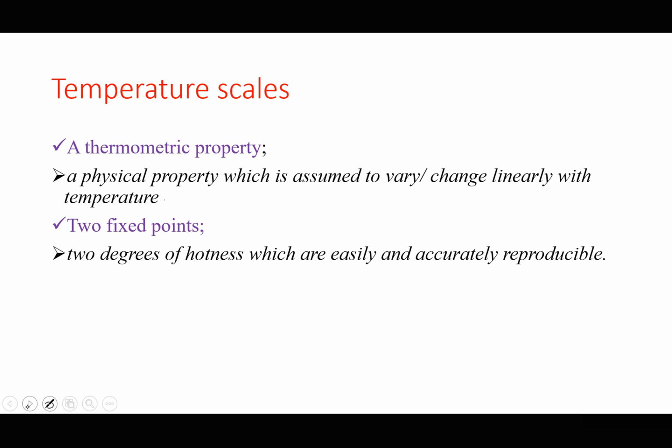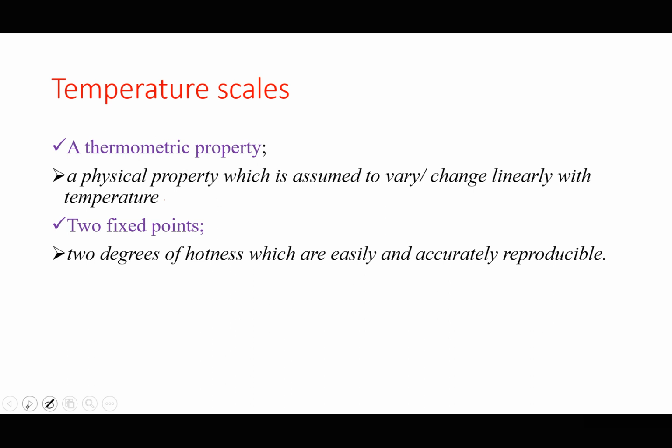For those who studied IGCSE, you at least have an idea about fixed points. For example, you have the upper fixed point, if it is water, and the lower fixed point. We shall also talk about another one which you may not have heard of, which is called the triple point of water. These ones are degrees of hotness which can easily and accurately be reproduced several times. So we rely on these ones together with a thermometric property, or a physical property which is assumed to vary linearly with the temperature, to come up with what we call a temperature scale or a thermometric scale.